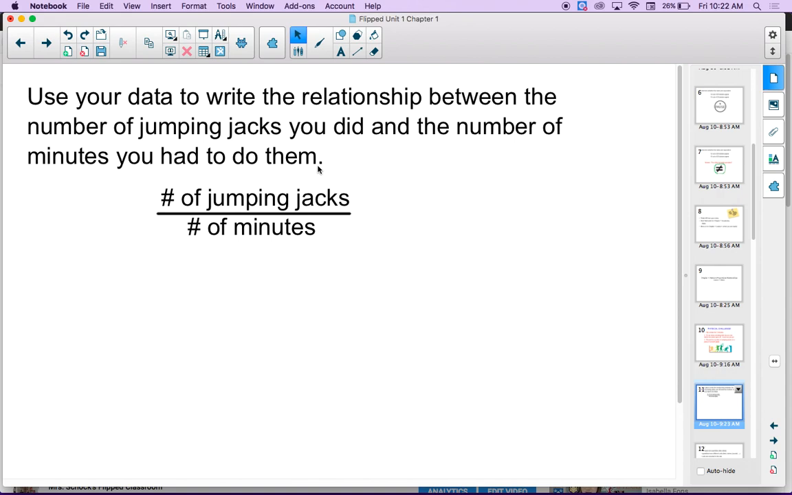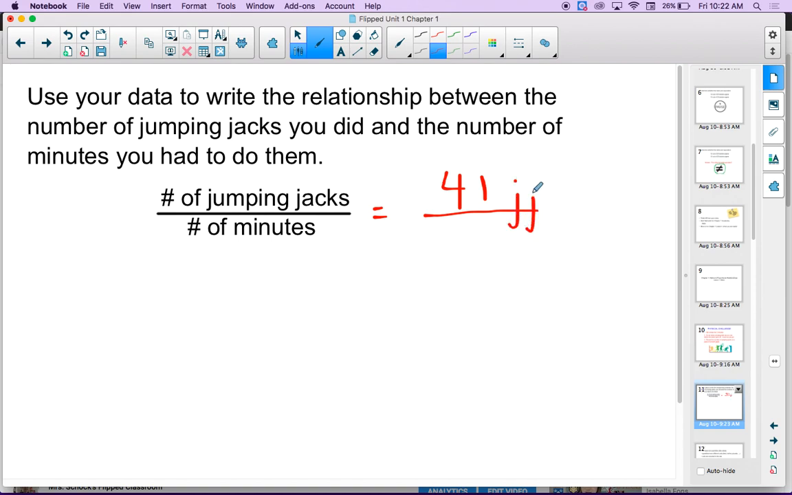Okay. So hopefully you are finished with your jumping jacks. What we want to do now is use the data that you collected, that's the number of jumping jacks you did, to write the relationship between the number of jumping jacks you did and the number of minutes you had to do them. So I do not know how many jumping jacks you were able to do, but I was able to do 41. Okay, 41 jumping jacks. I'm just going to use JJ for jumping jacks in those 2 minutes.